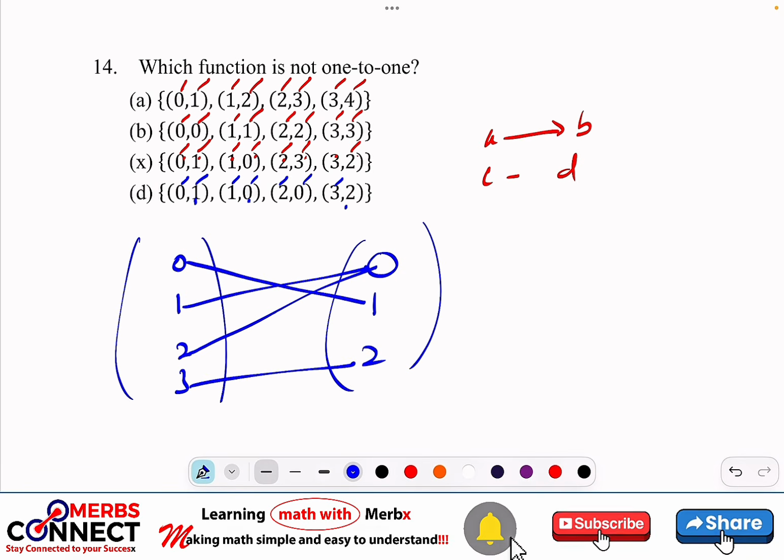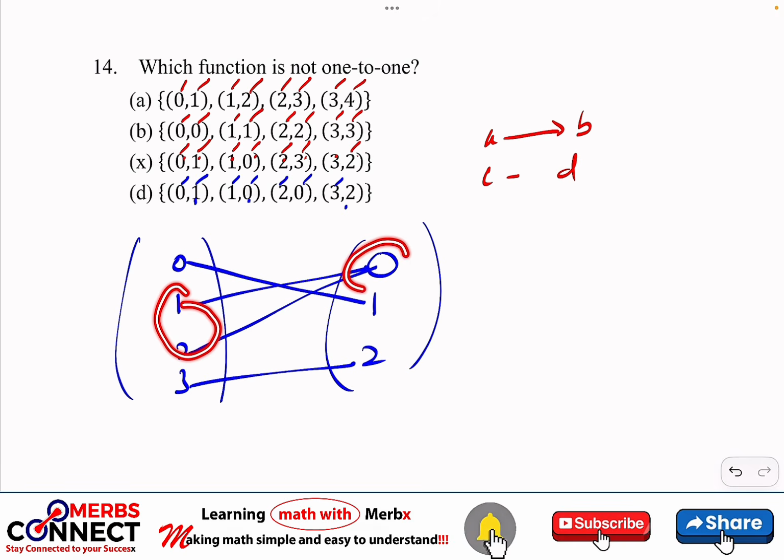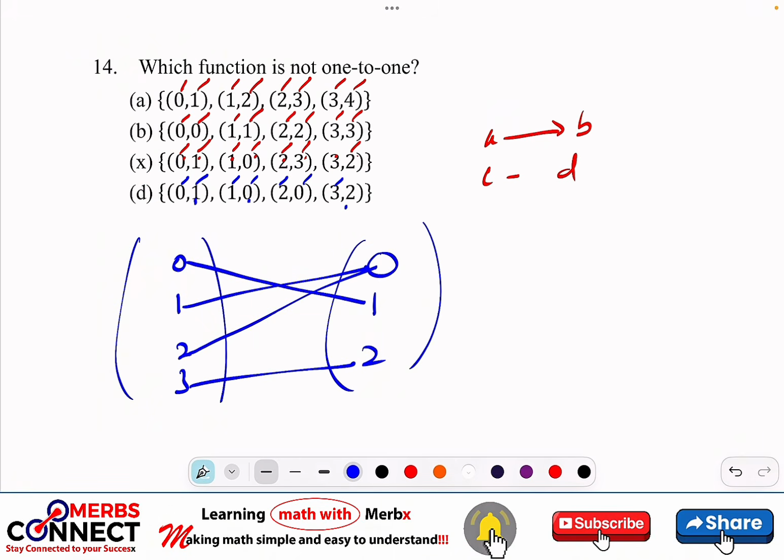So this is not 1 to 1 because 1 and 2 are mapping to 0. So the best option here should be this. This one should be C. And the best option here is going to be D.